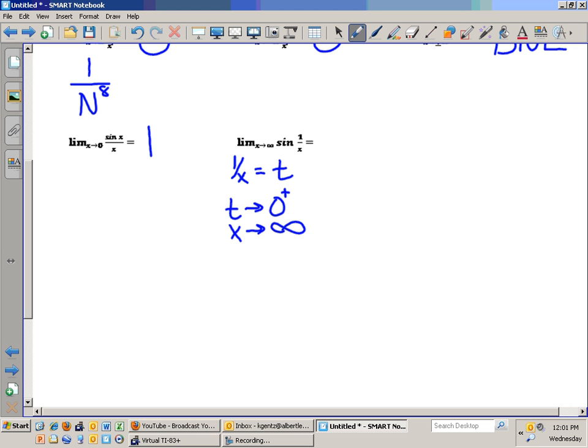Now we can make our substitution. We will have the limit. Instead of x approaching infinity, what do we have instead? t approaches 0 from the positive. And instead of sine of 1 over x, we have the sine of t. We made our substitution.